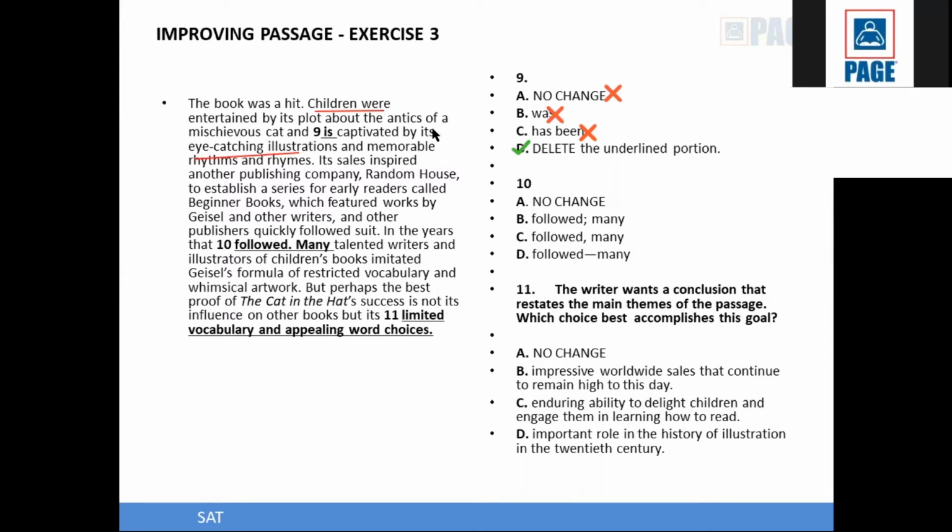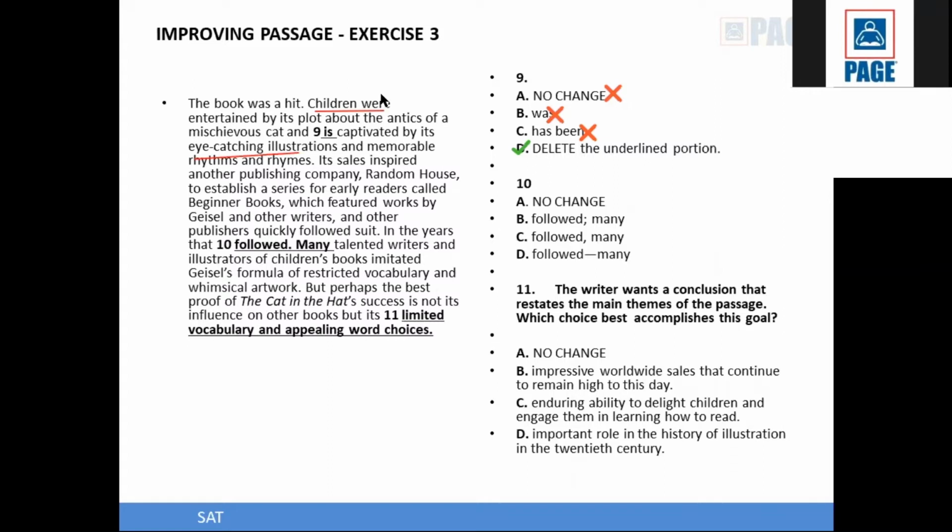Antics of a mischievous cat, and captivated by its eye-catching illustration also makes sense. Okay. Now, next one. In the years that followed, we know this itself is a grammatically wrong sentence. After the full stop, we got "many." We cannot have "many" like this. There must be some punctuation mark. So should we have a semicolon? Should we have a comma? Or should we have a hyphen? Or should we go with no change?